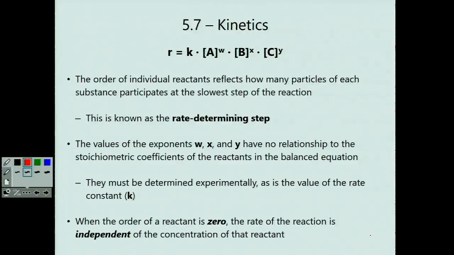Only substances whose orders are 1 or greater will be affected by changing their concentration, because the rate is dependent on their concentration. If the order is 0, the rate is independent of that concentration. What does that mean? That that substance participates in the reaction either before or after the rate determining step, and therefore its presence, its concentration obviously cannot be 0, but whether you have more or you have less, it's not going to have an effect on the overall rate of the reaction.